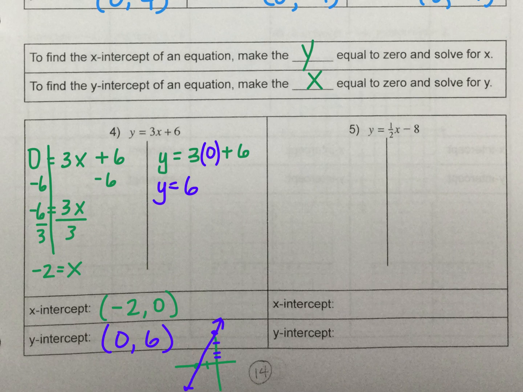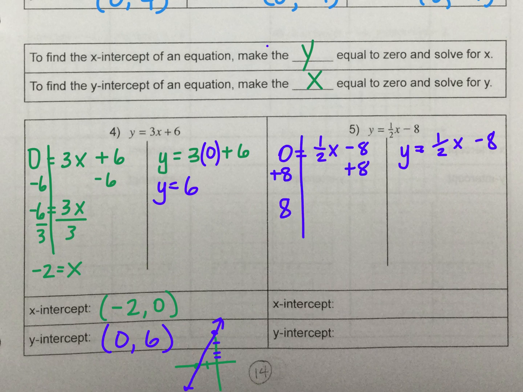Let's do this next one. Same thing. We're going to write the problem twice. In the first one, I'm going to erase the y and make it a 0. I'm going to move this 8 plus 8. 0 plus 8 is 8 equals 1/2 x. I'm going to divide by 1/2. 16 equals x. So this one crosses at 16, 0.